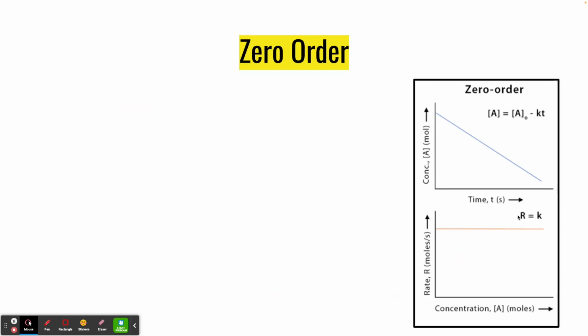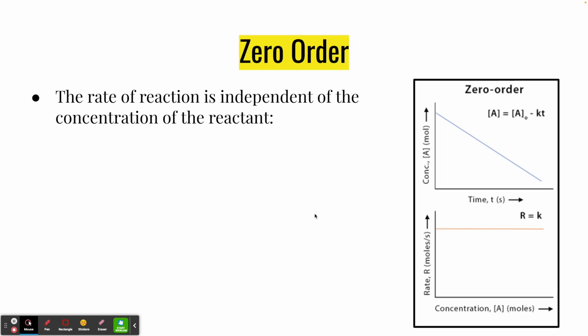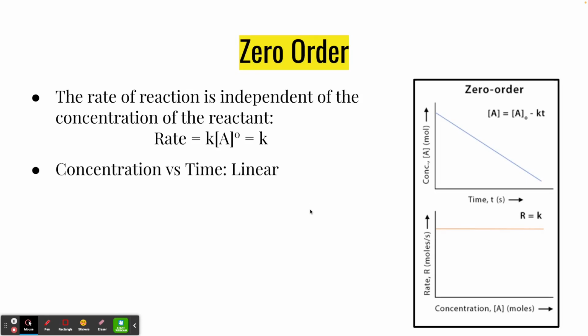So let's talk about 0 order reactions. As I said before, the rate of reaction is independent of the concentration of the reactant. So the rate would equal the rate constant K times the concentration of A to the 0 power. Well, anything raised to the 0 power is 1. So the rate of a 0 order reaction is simply the rate constant. Now, if we're looking at concentration of A versus time, we would see a linear decline. So that's this blue graph here. As time continues or the reaction proceeds, the concentration of A would decrease in a linear fashion.